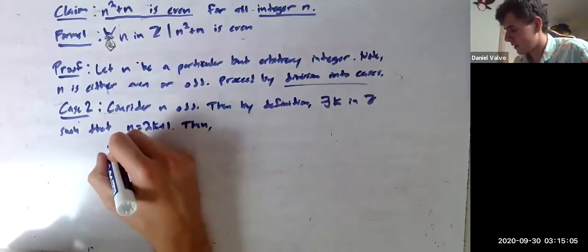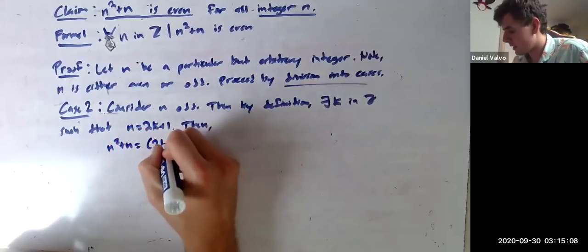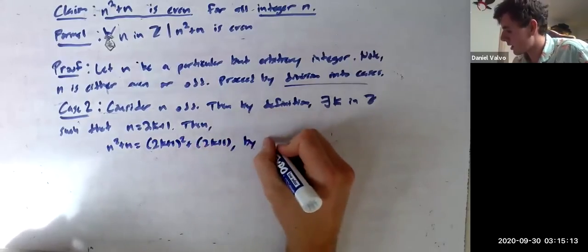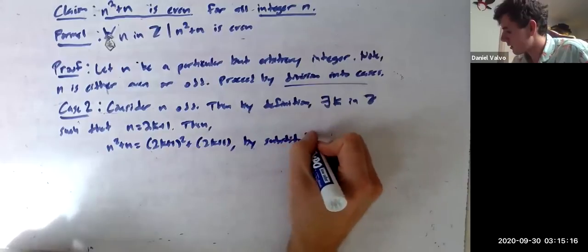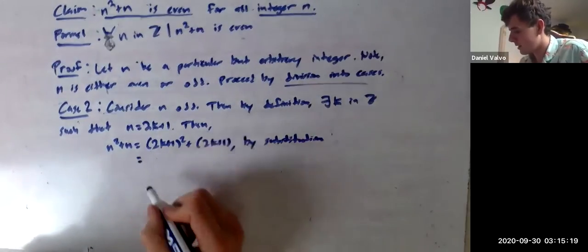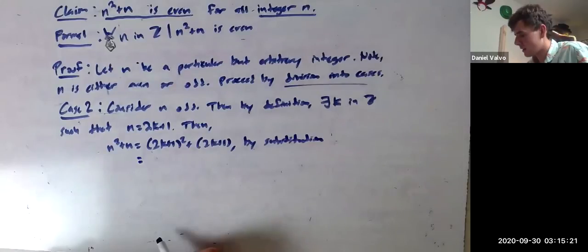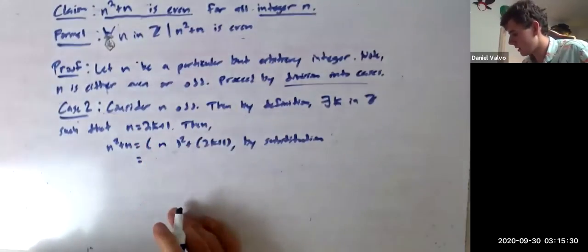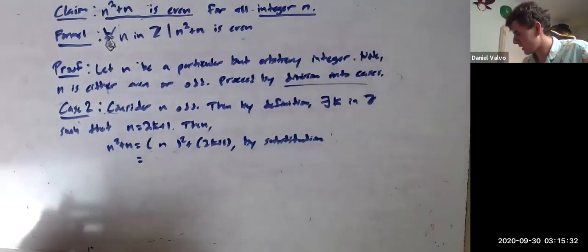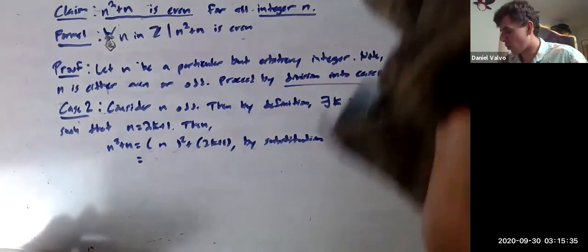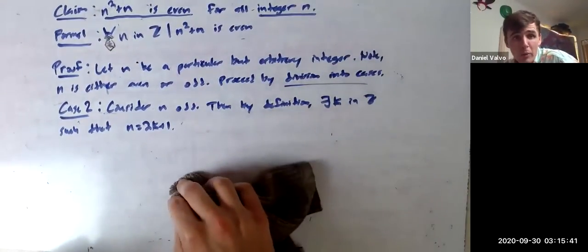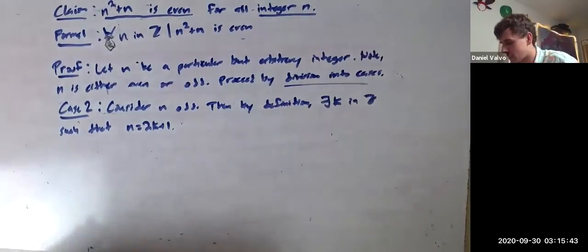Then n squared plus n is going to be (2k plus 1) squared plus 2k plus 1 by substitution. Actually, to save us a little work and show you how you do this, we can always use theorems. You can always use any theorem or anything we proved in class. So I'm going to use what we did in last class.